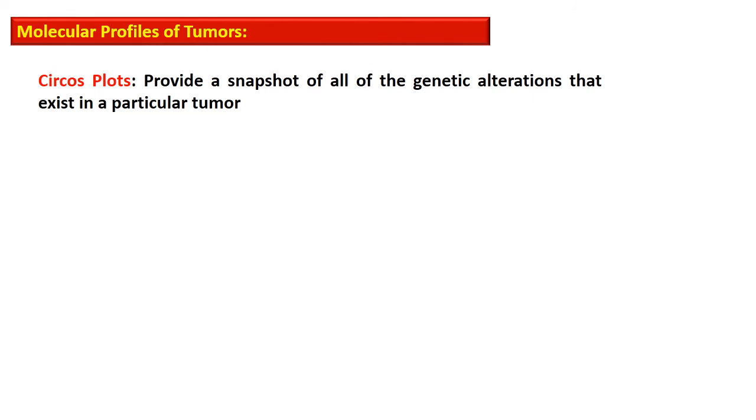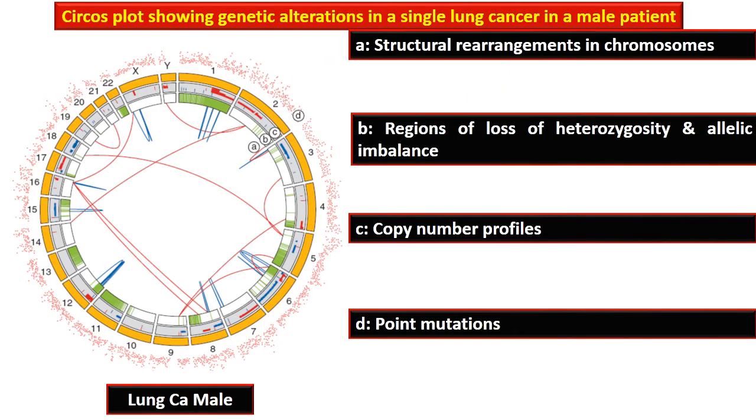A Circos plot is a way to show the data of a particular tumor, and it provides a snapshot of all the genetic alterations that exist in that particular tumor type. This is a Circos plot showing the genetic alterations present in lung cancer of a male patient. In the innermost circle, there is an area designated as A, and this is showing the structural rearrangements in the chromosomes.